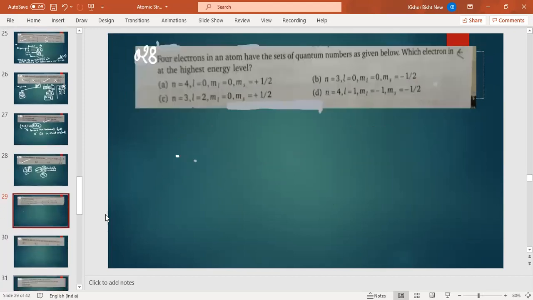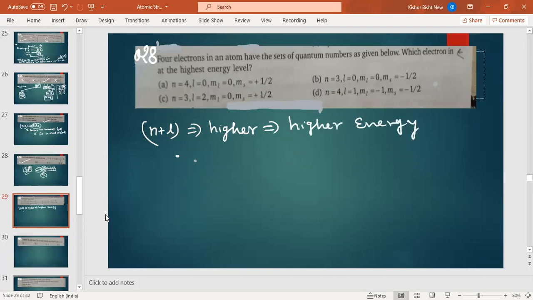Come to the next. For the electrons in an atom having the sets of quantum numbers as given below, which electron is in the highest energy level? So highest energy level means n plus l value is higher, higher energy. First thing, you calculate n plus l. Here it is 5, that's 4, n plus l 4, n plus l 3, n plus l 5. In this case 5, and here 5 also.